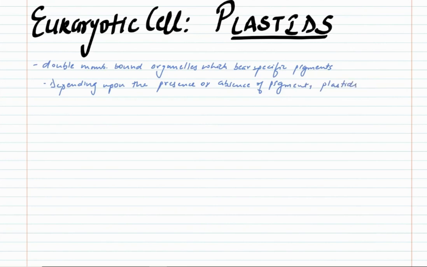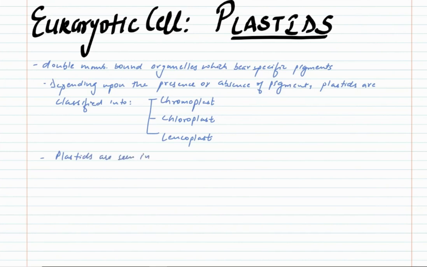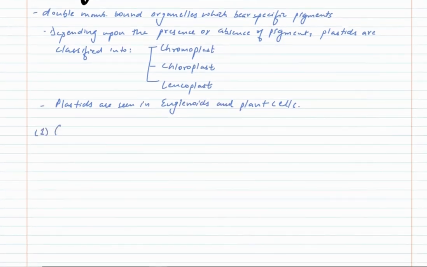plastids are classified into three groups or three categories: chromoplasts, chloroplast, and leucoplast. Now, plastids are seen in euglenoids and plant cells. They depending upon their specific pigment, impart specific color to the plants. Now moving on to the types of plastids, first we have chromoplast.